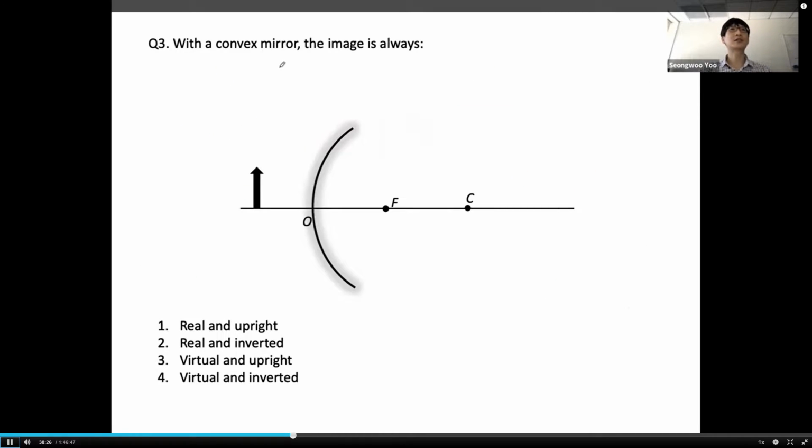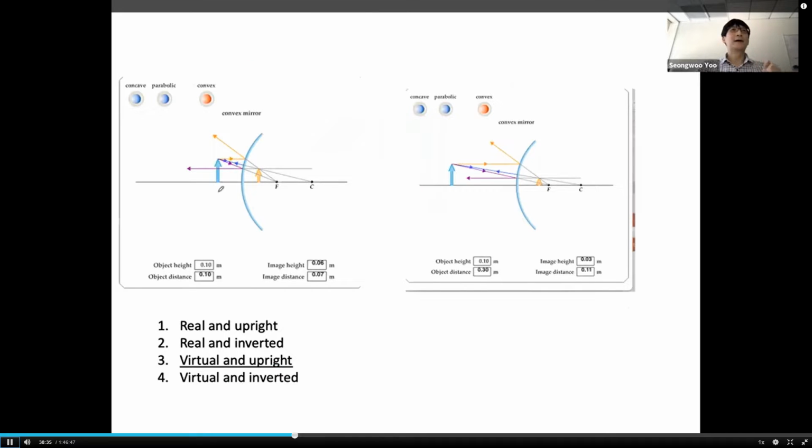Now the next question: with a convex mirror, the image is always virtual, upright, and minimized. Okay, very good. Yeah, so this actually illustrates that regardless of the distance of the object, whether it is much closer to the mirror or much further away from the mirror, this convex mirror always generates a virtual, upright, and minified image. Okay, so that's why it's called safety imaging.